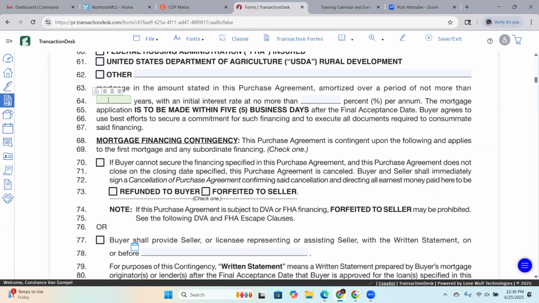Normally this is a 30-year mortgage. However, there are 20-year mortgages out there too, 25-year mortgages. Depending on their down payment, they may not want to be.